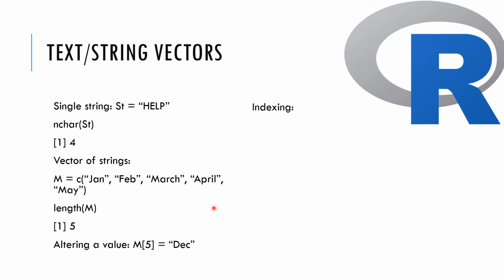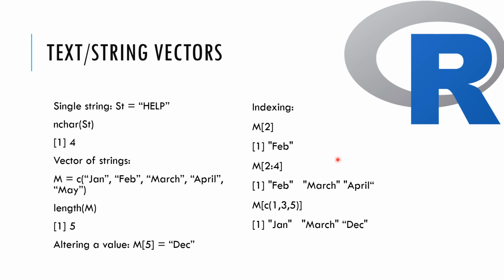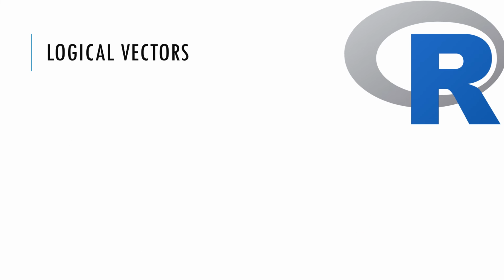Now indexing goes the same way as any other vector. So again, for the second element, in the square bracket you put 2 and you get this. From a sequence, if you want from second to fourth, then you just use a colon, 2:4, and you get Feb, March and April. Now if you want random positions like 1, 3, 5, you use the C function inside the square bracket. And remember we replaced this month May with December, so that's why we are getting December here.